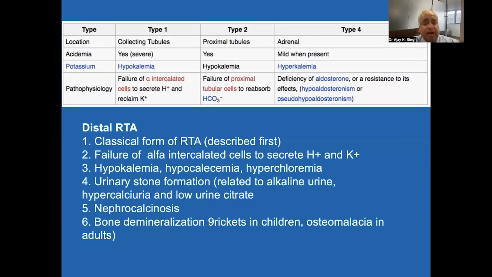It results in hypokalemia, hypocalcemia, and hyperchloremia. Urinary stone formation related to alkaline urine, hypercalciuria, and low urine citrate are typical. Long-term untreated, this can cause nephrocalcinosis, and also long-term can cause bone demineralization with rickets in children and osteomalacia in adults.